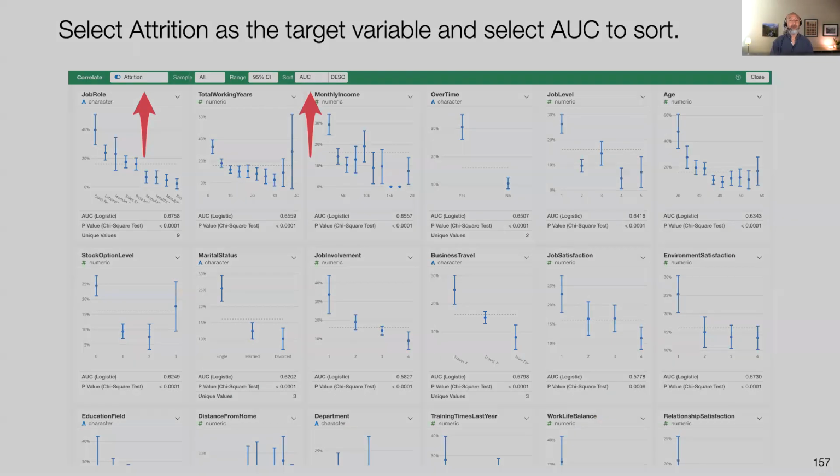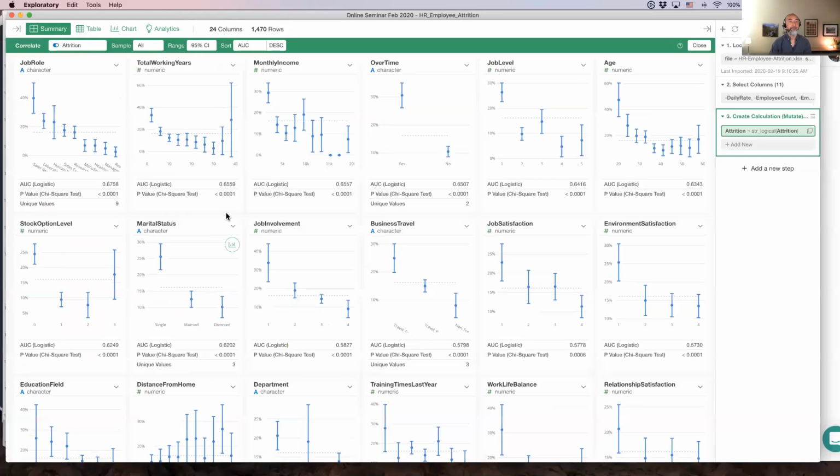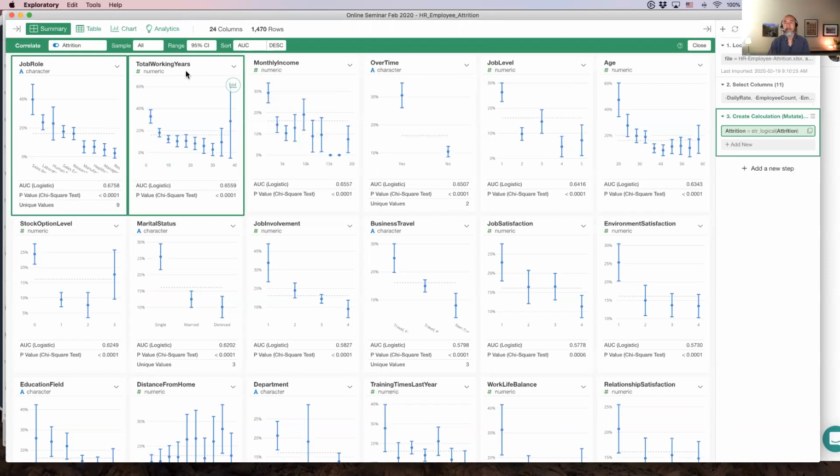Okay, so here we have the attrition as a target variable, right? And then we were looking at the job role, and we know total working years also has some relationship. We know there are other variables also, but let's focus on just two to simplify. And I'm going to just select these two variables.